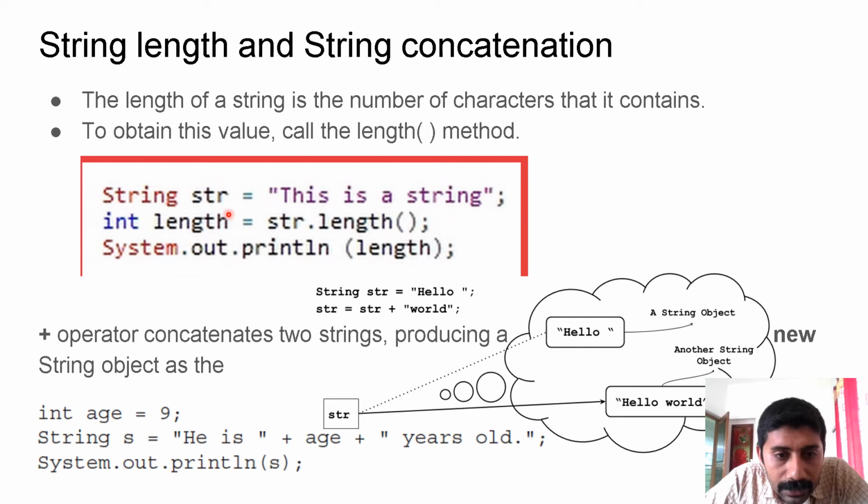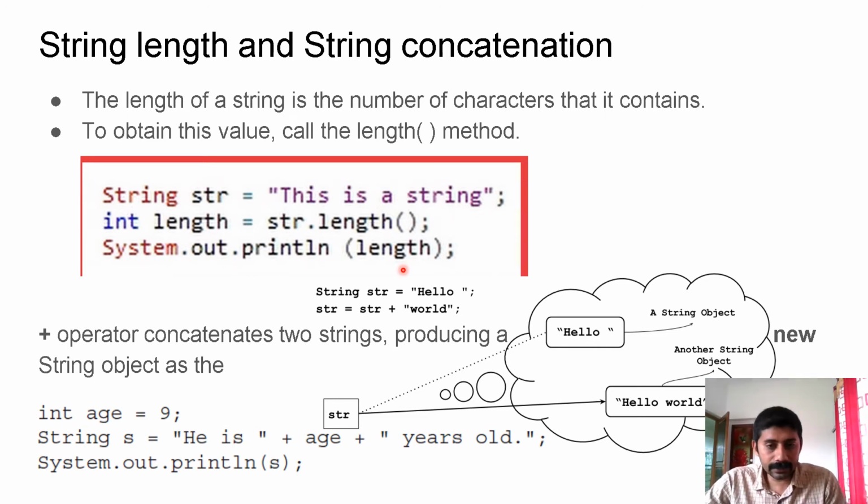See this example, string str, this is a string. To find the number of characters present in this string, int length equal to str dot length. So I will get the string length.